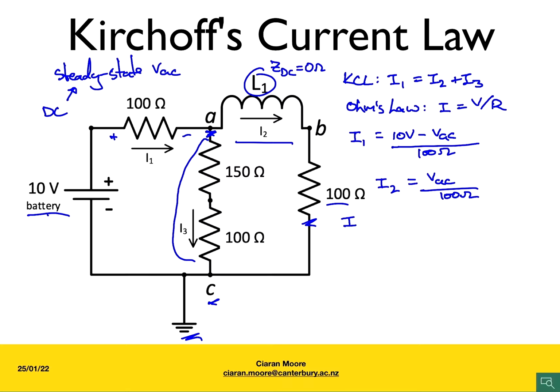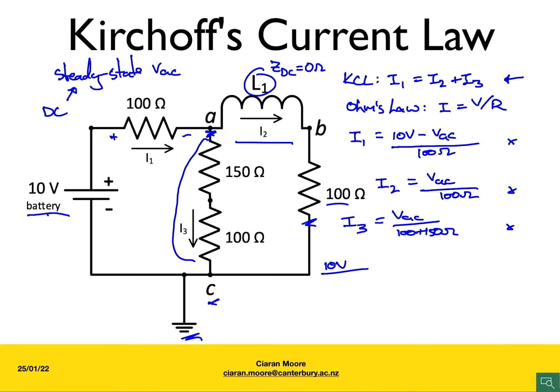Finally, we've got current I3. This is VAC divided by 100 plus 150 ohms. So we're going to take these definitions here, I1, I2, I3, and we will put them into our equation that we got from Kirchhoff's current law, and we get something that looks like this.